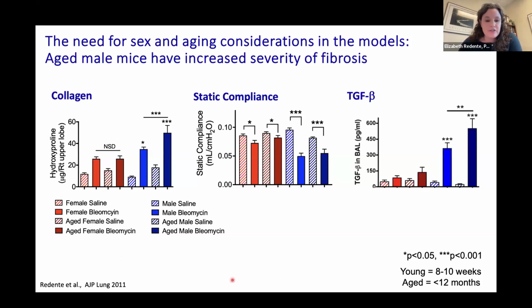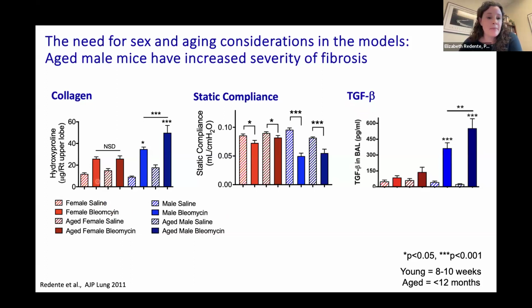So we published in 2011, we did some studies looking at both age and sex. So female mice and male mice at young, treated between 8 and 10 weeks of age, and then aged mice treated over a year old. And this is again with the single dose bleomycin model. The data showing here is looking at collagen content, lung physiology using the flexiVent, measuring static compliance, and then TGF-beta present in the BAL.